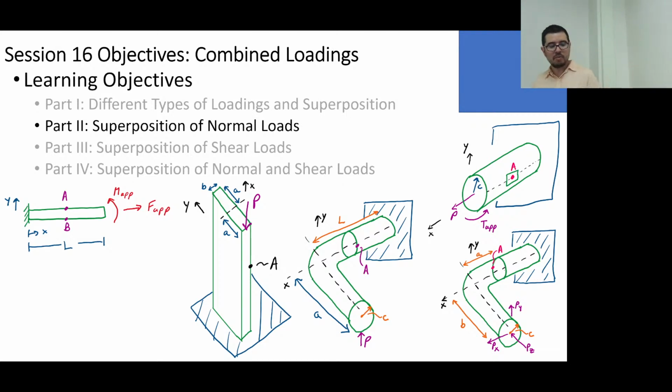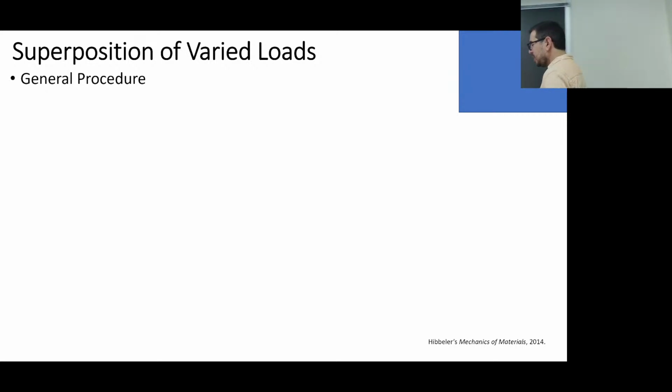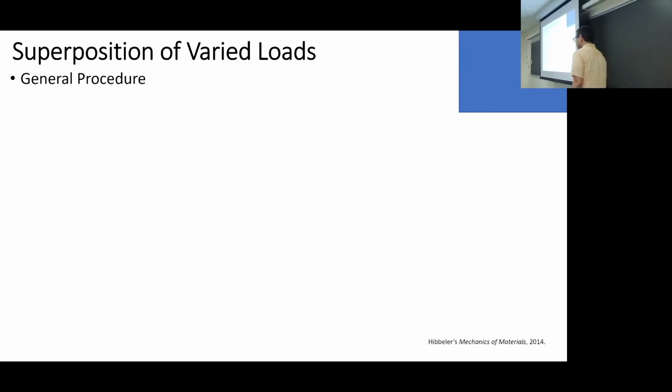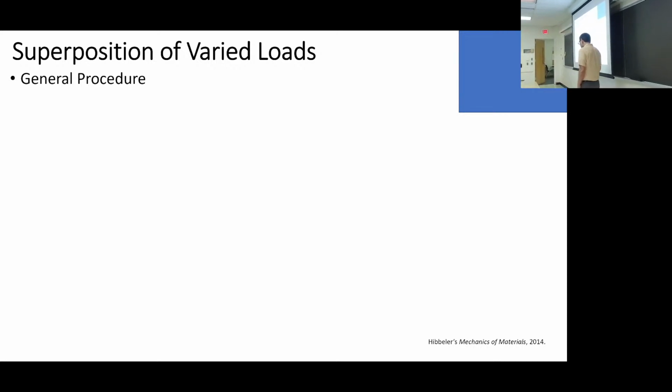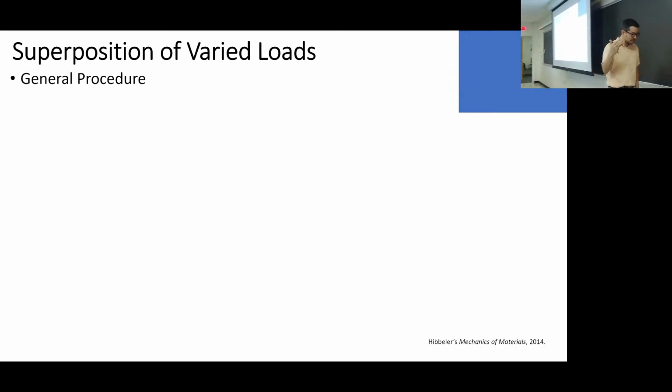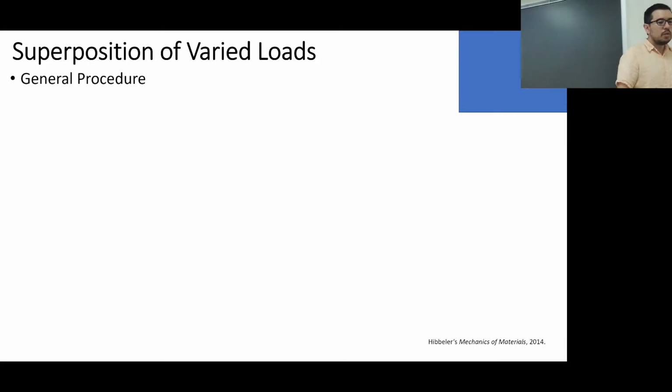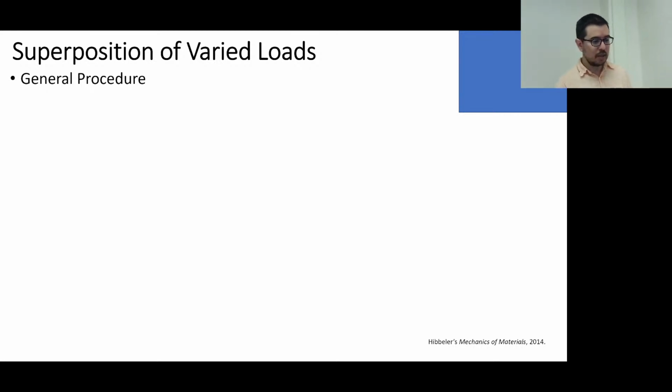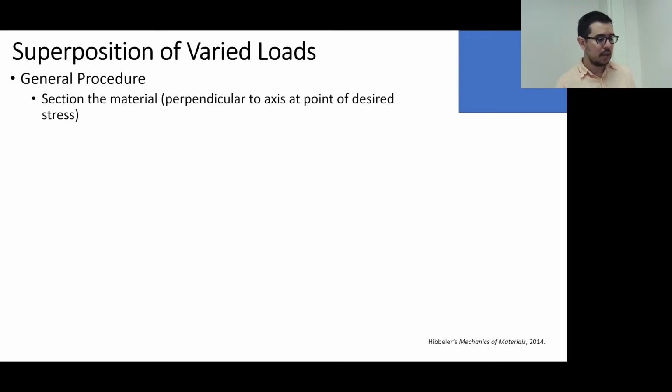All right, superposition of normal loads. Remember, when I say loads, it's because I'm being vague. It could be a moment applied to it, a force applied to it, or a pressure applied to it. A load is just something that's going to cause some stress. So here is an approach to doing this. We have an opportunity to use method of sections. So we section our object.